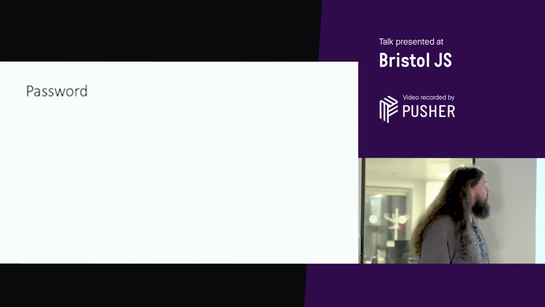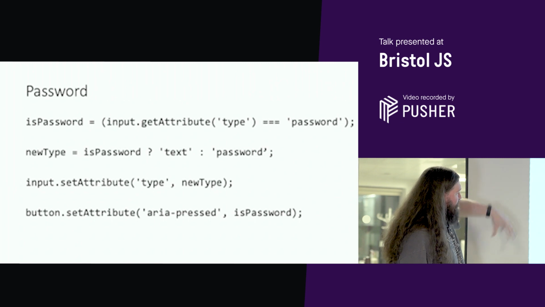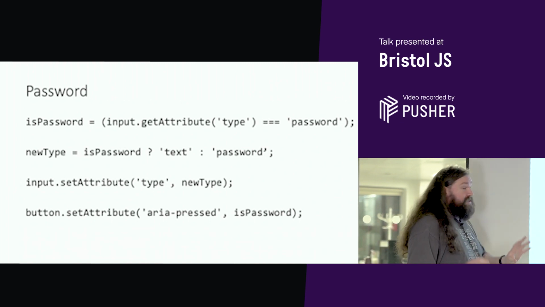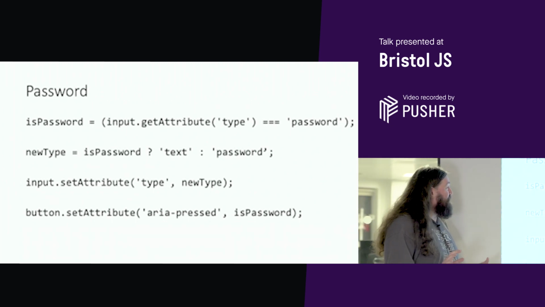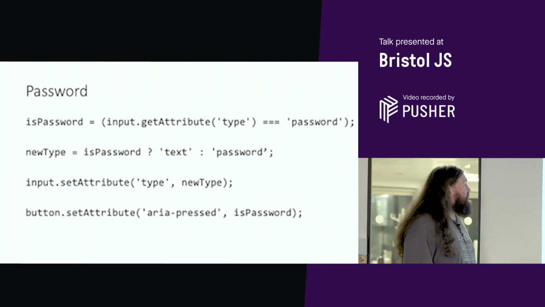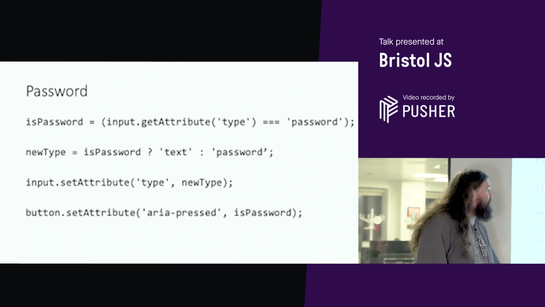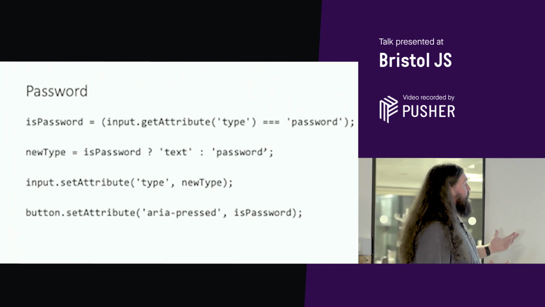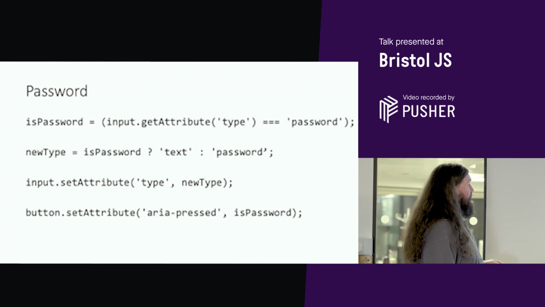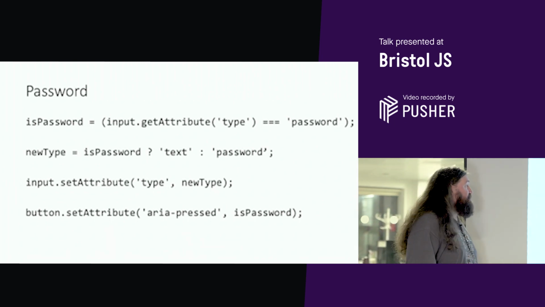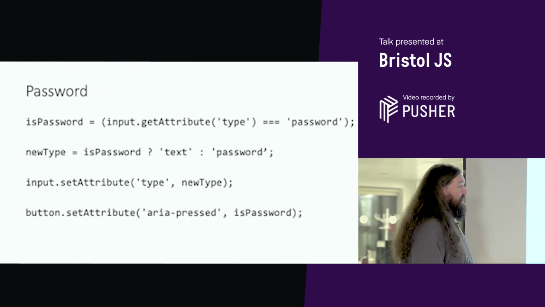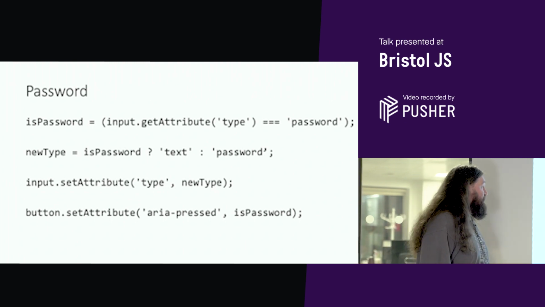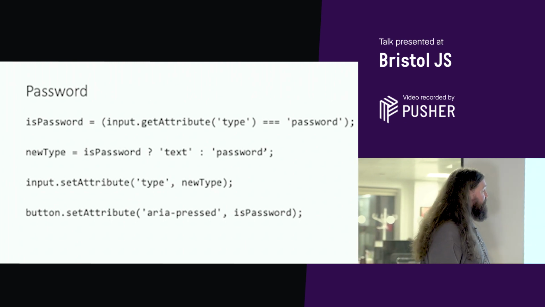Basically this is the entire code. I've missed out some const and lets and all that sort of stuff, but this is the gist of it. Like I say, I don't do full-time development anymore, so please don't judge me too harshly on anything I show you. But hopefully I'm on safe ground here. Basically I'm going to check the input, which is the password field, see what type it is, see if it's already a password, decide whether it's going to be a password or text, and then when I click a button which is next to it, I'll demonstrate this, it's going to set the attribute type to either text or password as appropriate.